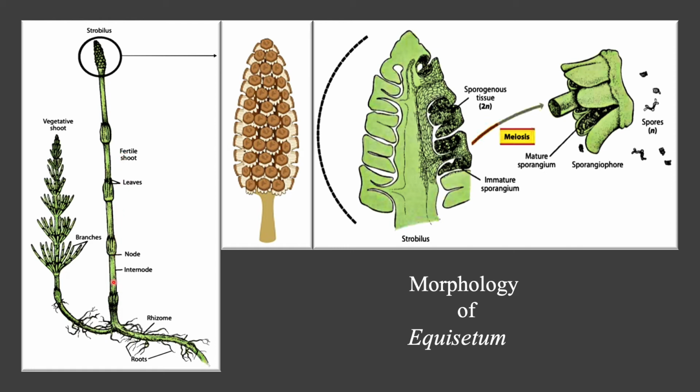Special lateral appendages called sporangiophores are developed which bear sporangia. Spores are produced in each sporangium. Here you can see in the slide, this is the strobilus. The strobilus contains sporophylls. The sporophylls contain sporangium, and inside the sporangium, sporangiospores are present.